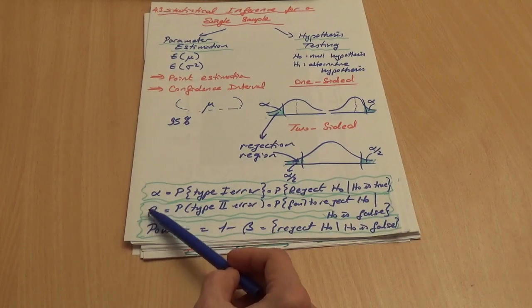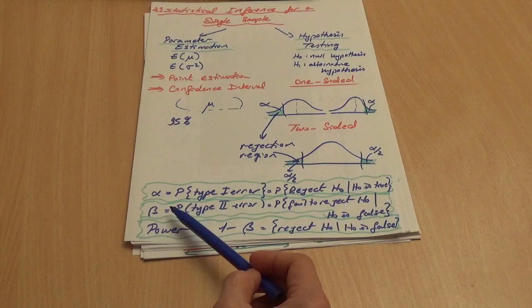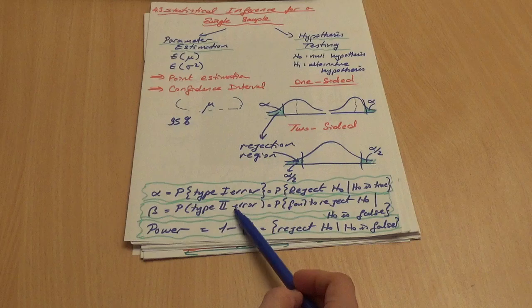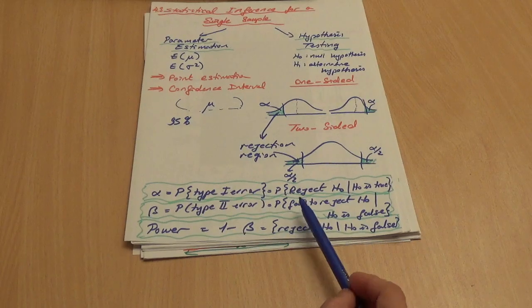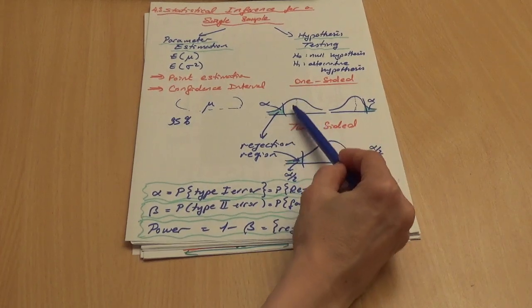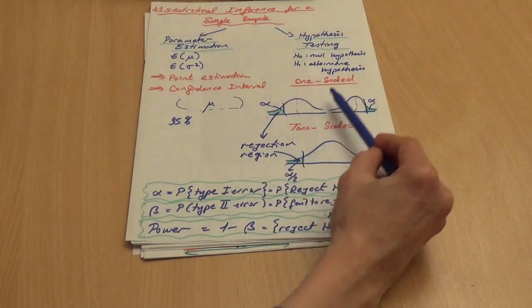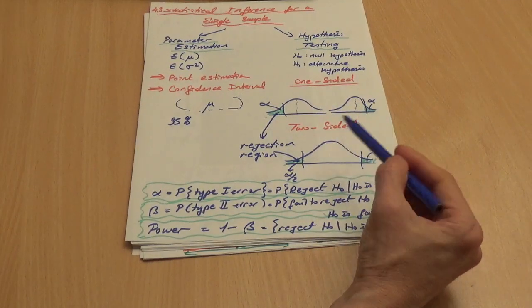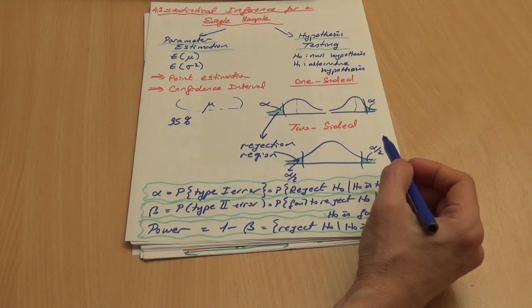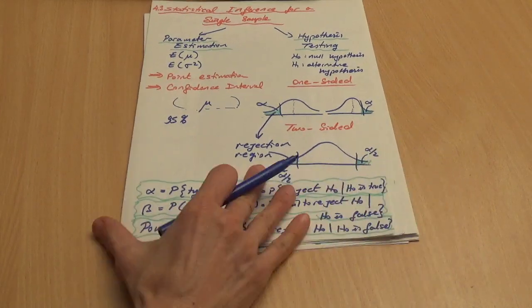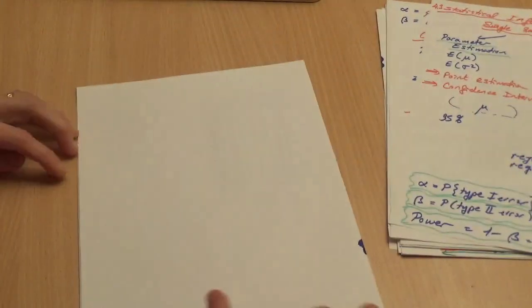There's a beta, and that's the probability of type 2 error. What is type 2 error? It is failing to reject the null hypothesis, although the average of the population has changed. We can select from the area so that we conclude that it didn't change. Let me try to explain this to you.